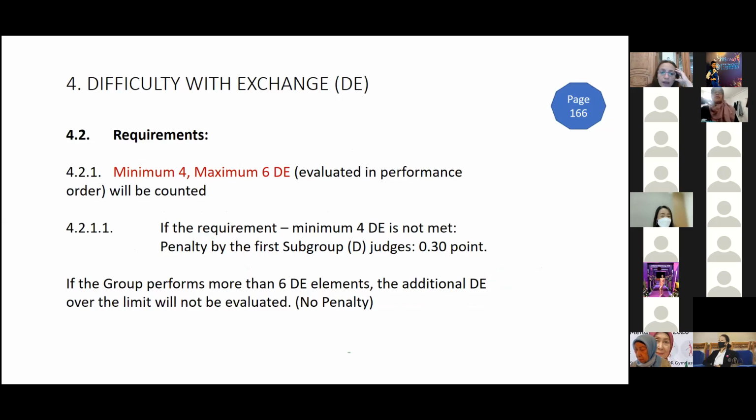So we have the requirement: minimum 4 and maximum 6 exchanges evaluated in performance order will be counted. If the requirement of minimum 4 difficulty exchanges is not met, there is a penalty by the first subgroup of judges, 0.3 points. If a group performs more than 6 difficulty exchanges, the additional difficulty exchange over the limit will not be evaluated, but no penalty.